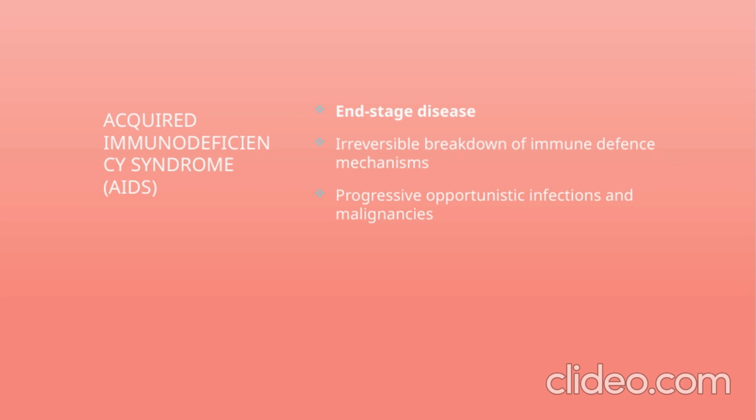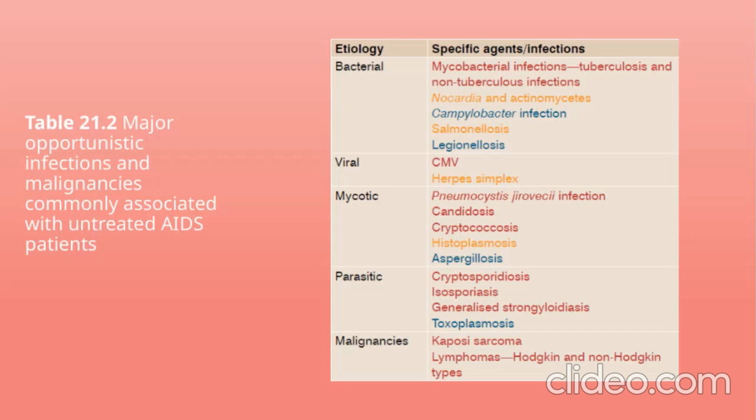Essentially, AIDS represents the final, most severe phase of HIV infection, where the immune system is critically weakened, leading to serious health complications. Understanding this progression helps us appreciate the importance of early intervention and treatment to prevent reaching this critical stage. Let's take a closer look at Table 21.2, which highlights the major opportunistic infections and malignancies that are commonly associated with untreated AIDS patients.